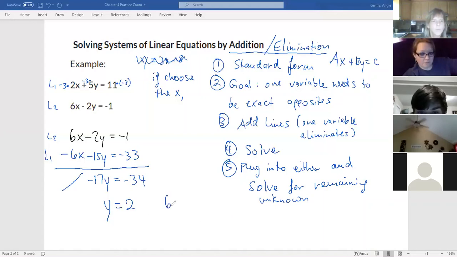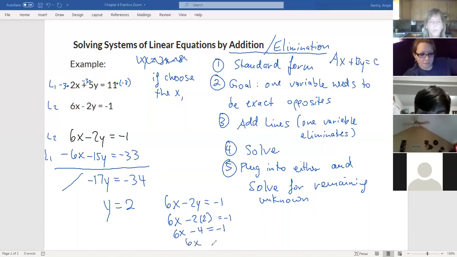So 6x minus 2y is negative 1. That was one of the lines. 6x minus 2y is 2. 6x minus 4 is negative 1. 6x, I'm starting to worry just a little bit. I don't like these numbers, but that's just me. Plus 4, plus 4. So x is 3/6 and x is a half. Is that what you're getting? I need you all to help me because you have brains too. You have more brain power than I do by myself.